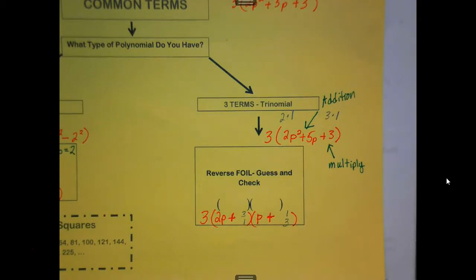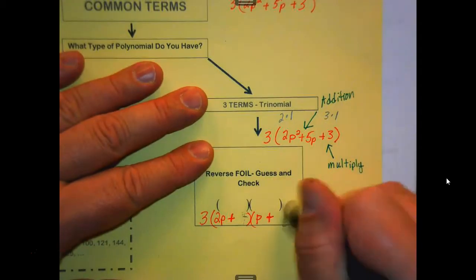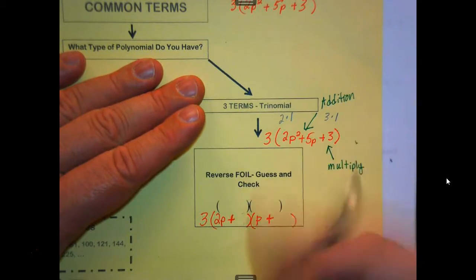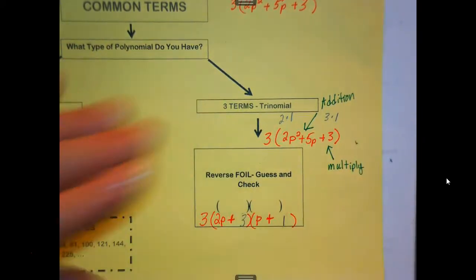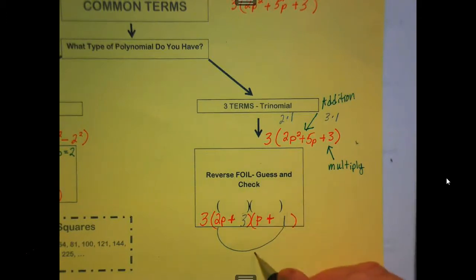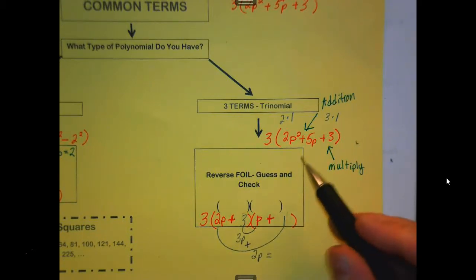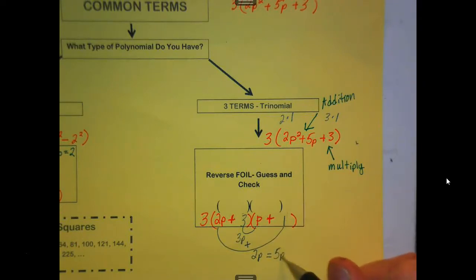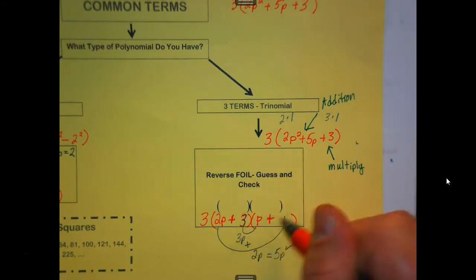Okay, now somebody said we should try what? 3 and 1? Okay, so let's do the 3 and 1. Let's see. Outer, 2p times 1 is 2p. 3 times 1p is 3p. And again, I'm adding those together. They have to equal my 5p. And in fact, they do. So I know that it is 3 and 1.